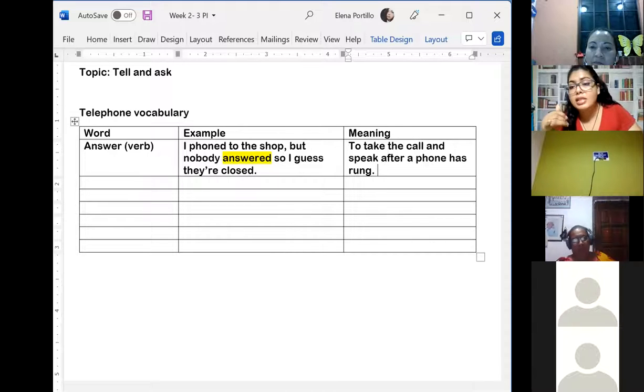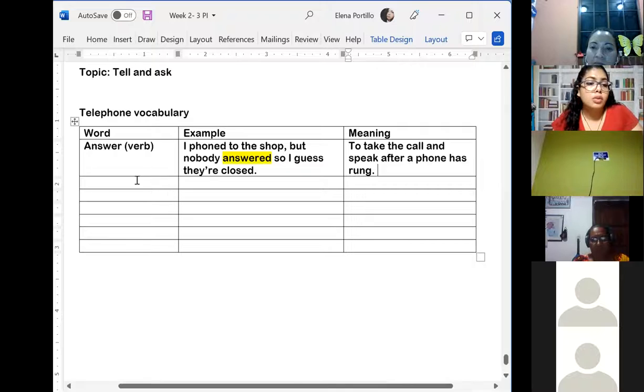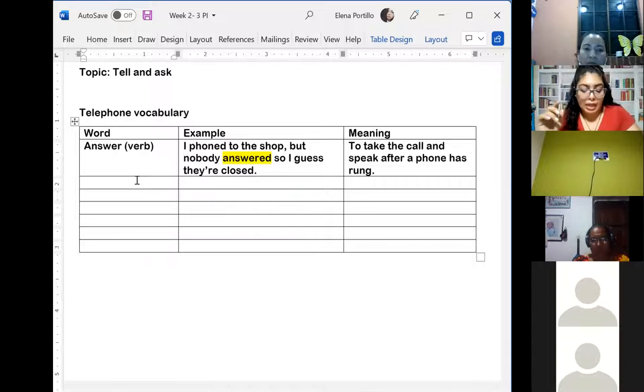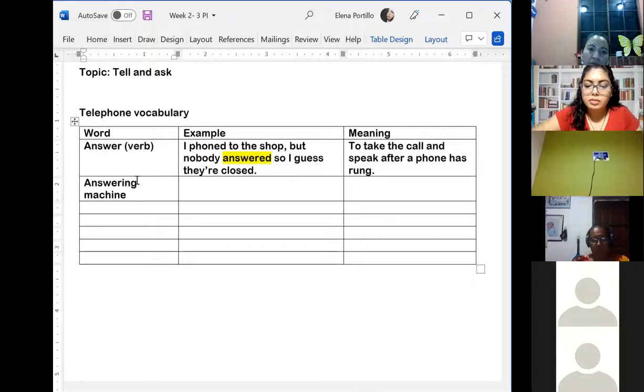So in that case, the meaning that we are going to use for telephone vocabulary is this one for the verb answer. So we are going to continue with number two. We have a noun. In this case, we have a noun and it says answering machine. This is a noun and we have the example.